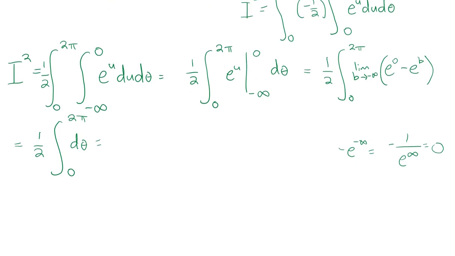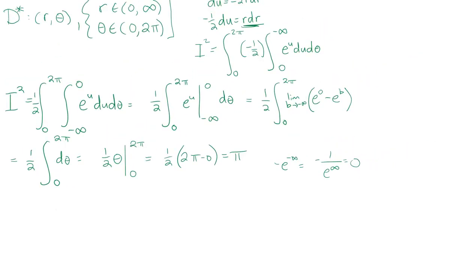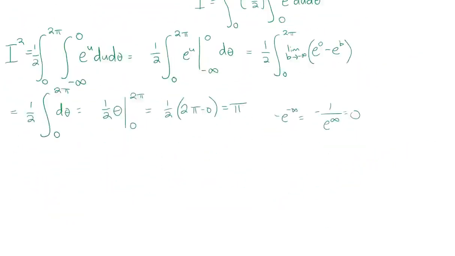So now what this will equal is, this will equal 1/2 theta from 0 to 2 pi, and this will equal 1/2 and then 2 pi minus 0, which is just equal to pi, which is actually a very neat result. Now, we aren't done yet.